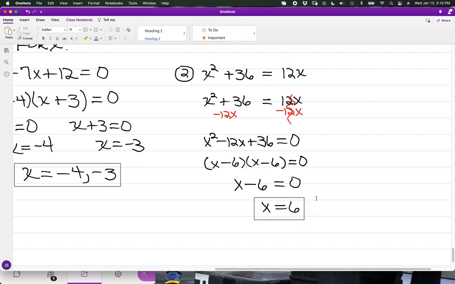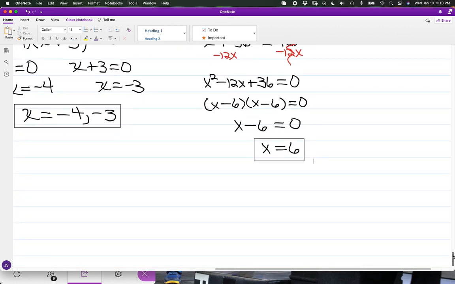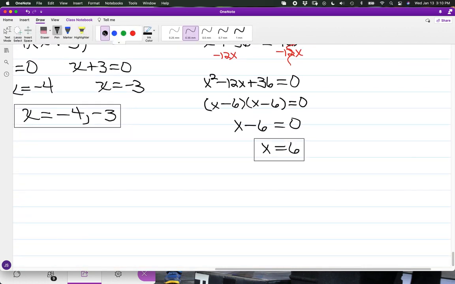Right. And so just one more case here. I just want to mention how to go about it if you have an additional coefficient. Let's say we have negative 2x squared plus 8x plus 64 is equal to 0.